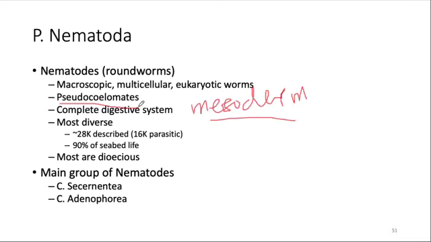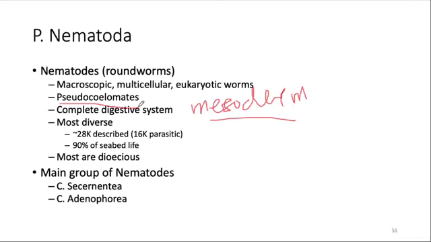They have a complete digestive system, so they can break down their own food, although most of them are parasitic, so they will depend on food that probably is already digested, but if it's not, they can actually break it down. They are very diverse. We have over 28,000 of them that have been described, and of this number, you have about 16,000 of them that are parasites, and they're very common in the seabeds of the oceans as well.